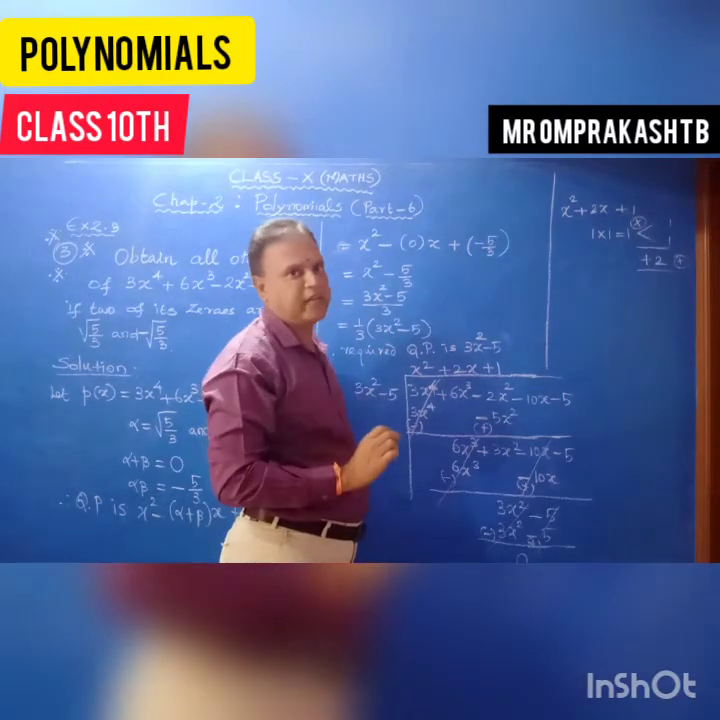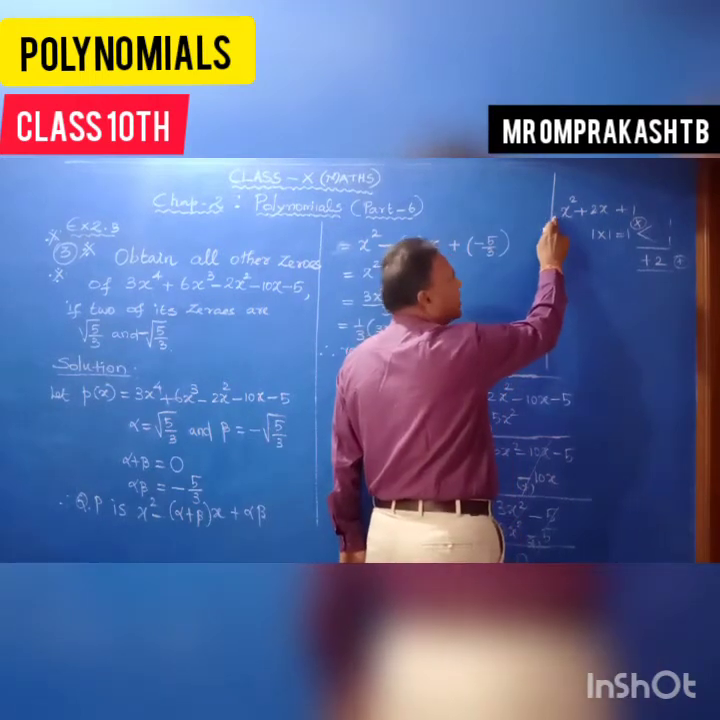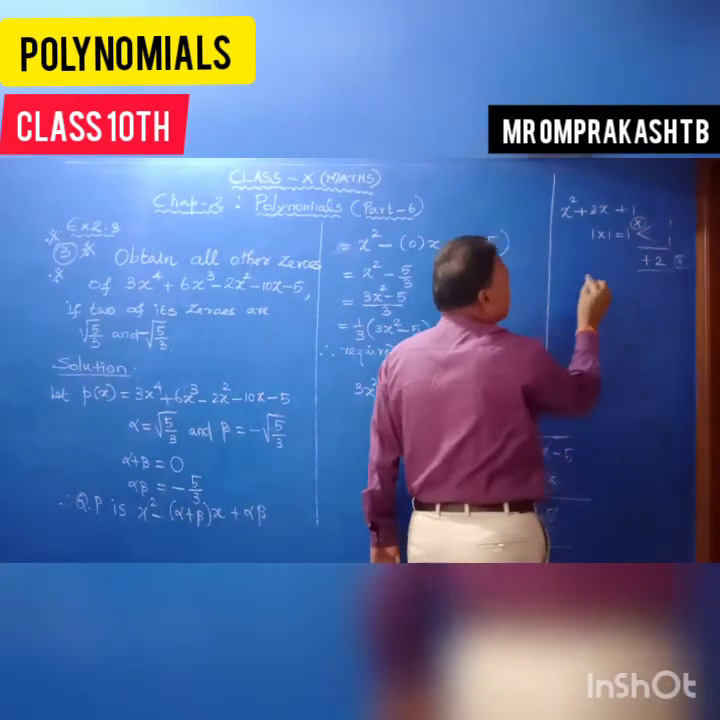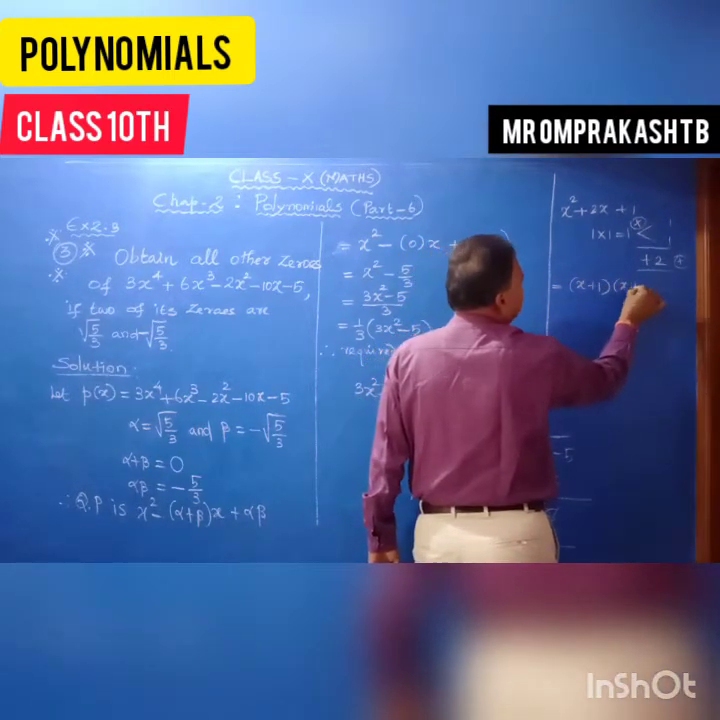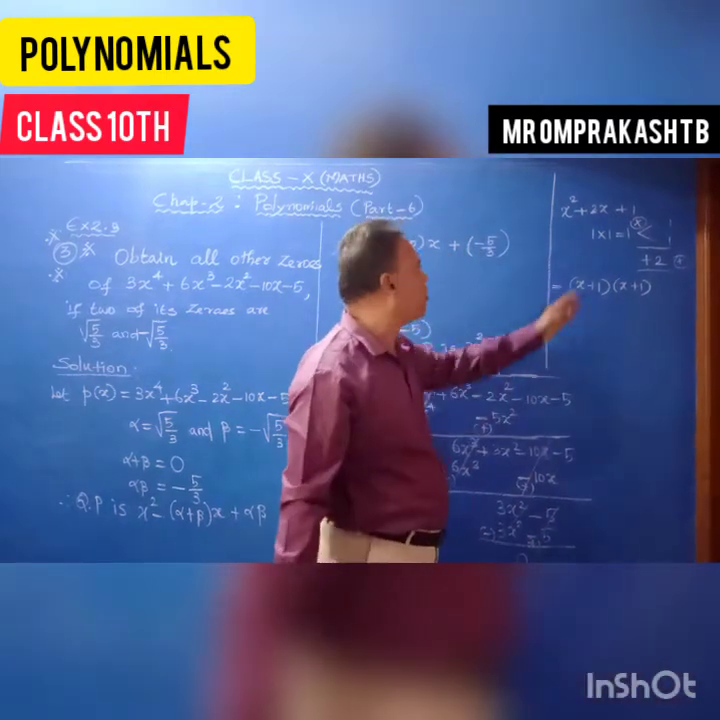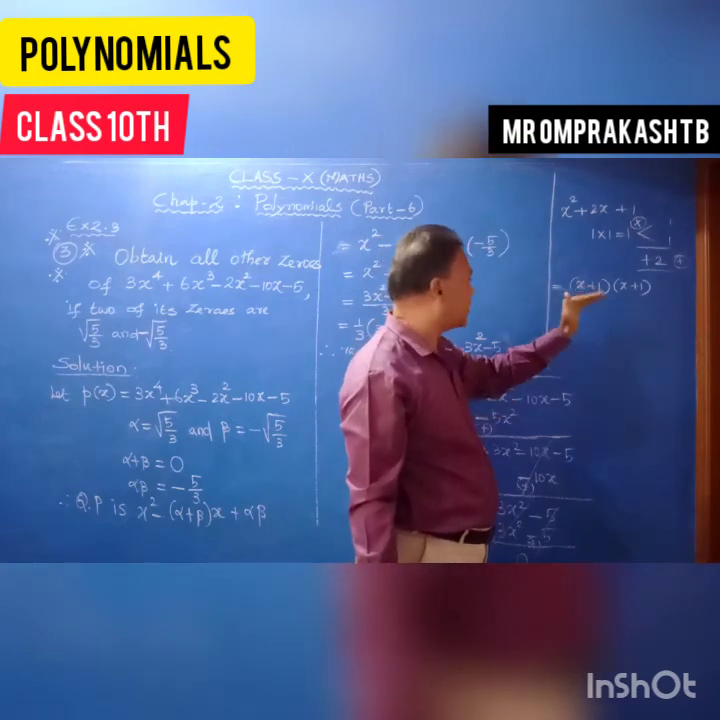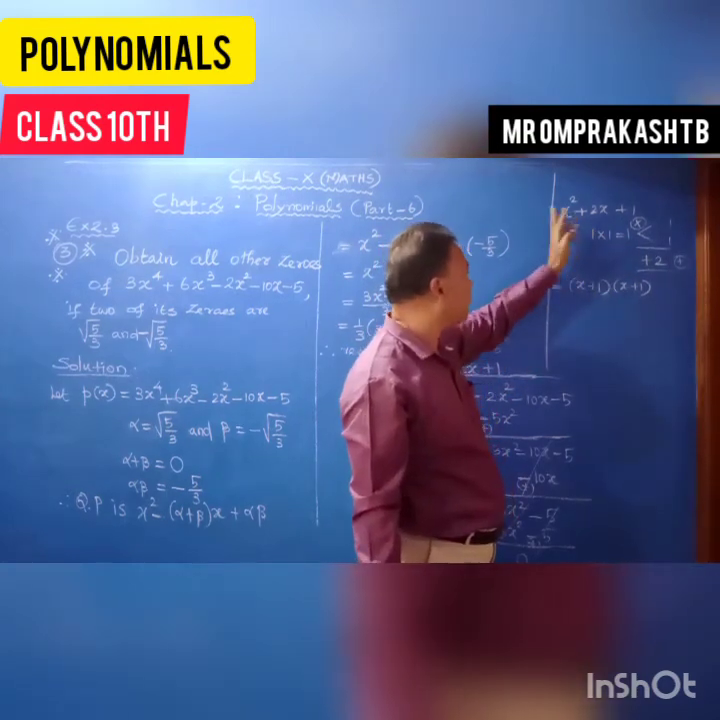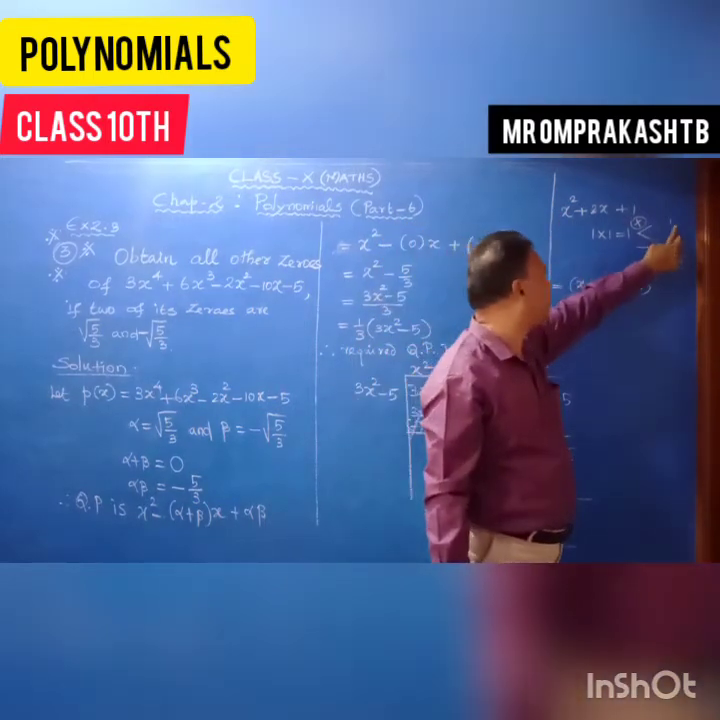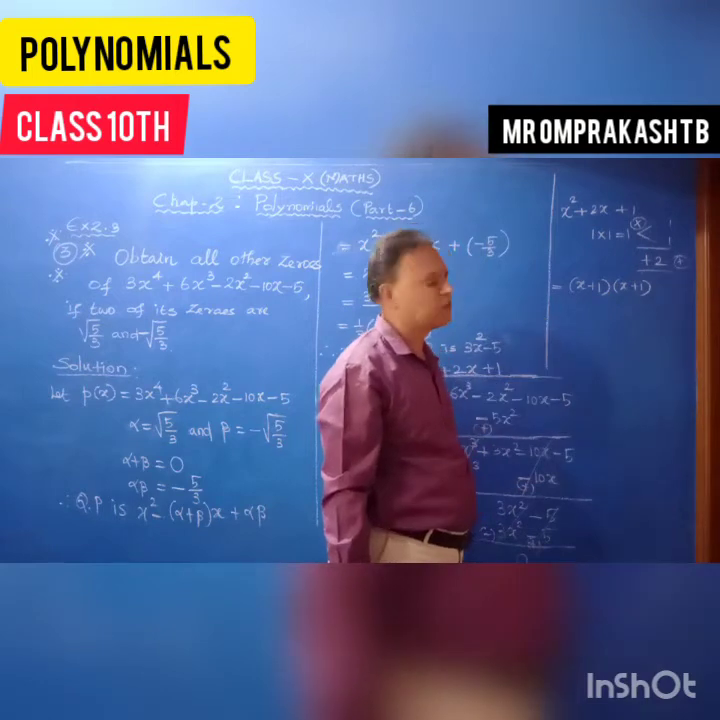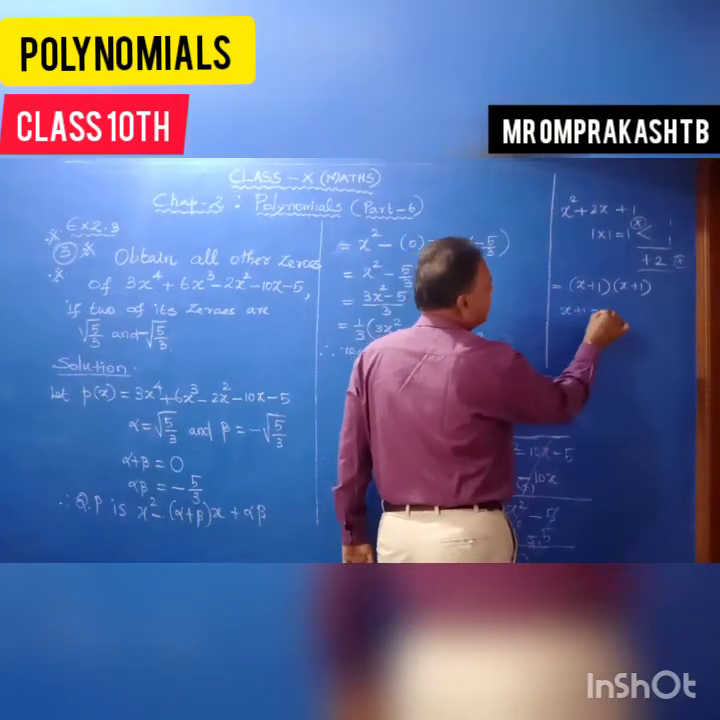Or one shortcut way there. Clear? If the coefficient of x squared is 1, straight away you write the factors. See, that is x plus 1 into x plus 1. You no need to again split and take common. That way you can save the time. If you write directly you can save the time, when the x squared coefficient is 1. Clear? Straight away you take the factors and write x plus 1 into x plus 1. Clear all of you? Now you make x plus 1 equal to 0.